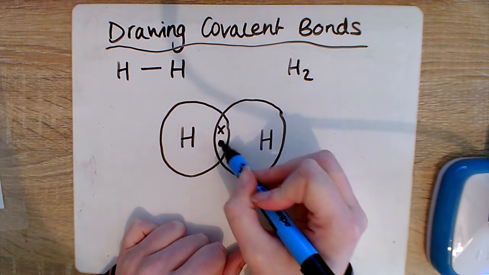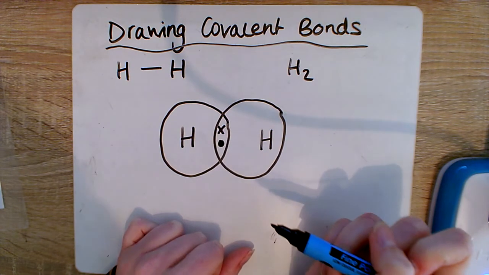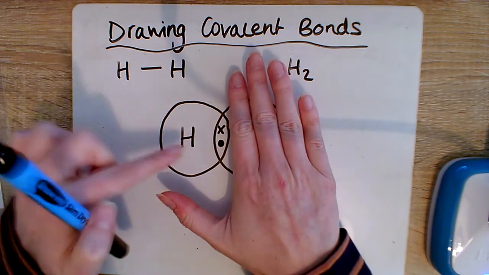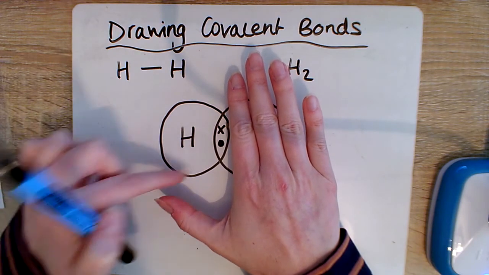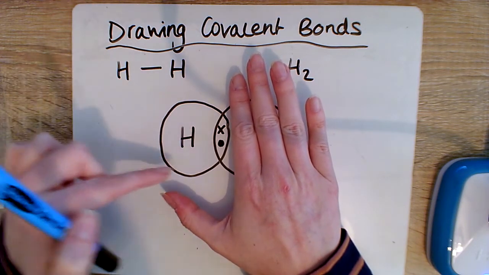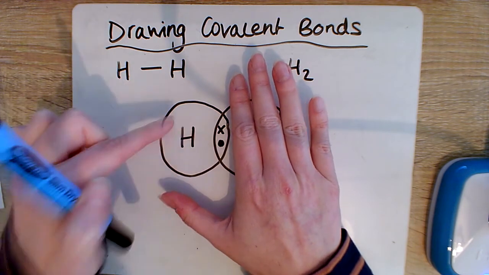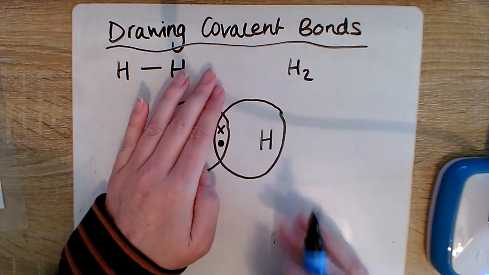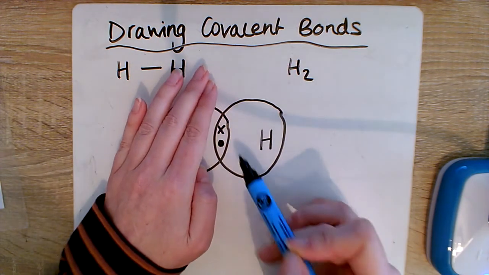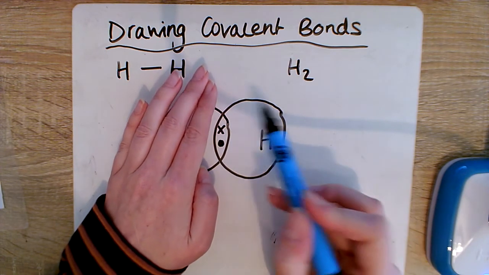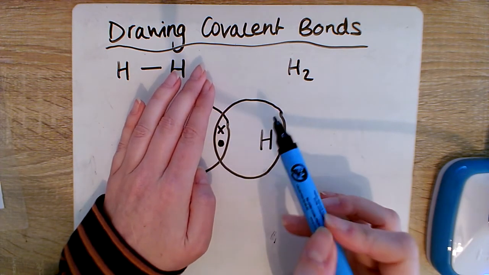So if I add in my dot for this hydrogen, if we now look at them individually, my hydrogen on the left hand side here, going round, has got 2 electrons. Because it's the first shell, we know it's got a full outer shell. And then if we swap over, this hydrogen here has got 2 electrons as well. So again, because it's the first shell, it's now got a full outer shell.